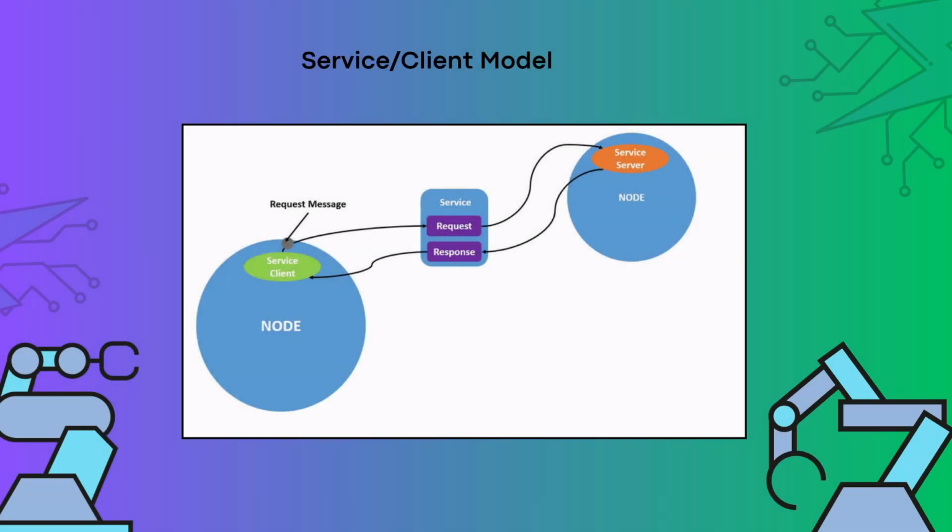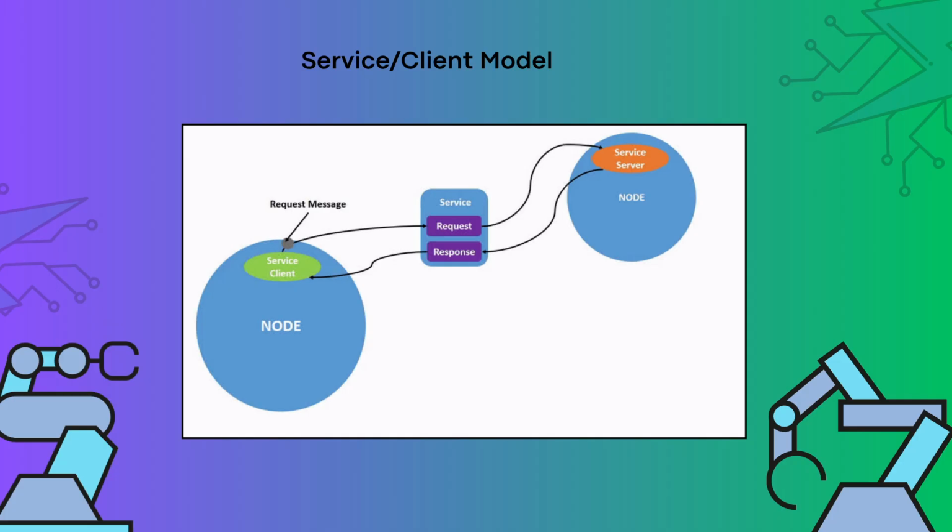Now let's move on to the second major communication pattern in ROS2, the service server client model. While topics are great for continuous data streams, services are all about synchronous two-way communication. Think of it like making a function call. Here is how it works. A client sends a request, a server receives that request, processes it, and then sends back a response. Meanwhile, the client waits for the reply before continuing. Because this pattern is blocking and predictable, it's ideal for quick, on-demand operations where you absolutely need an immediate answer.